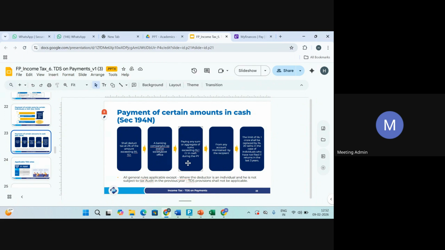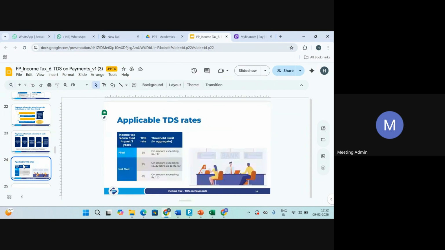All general rules are applicable, except where the deductor is an individual or is not subject to tax audit in the previous year, and then TDS provisions will not be applicable. The same rules will be applicable for each and every tax payment. Okay, and here they have given an example, guys.